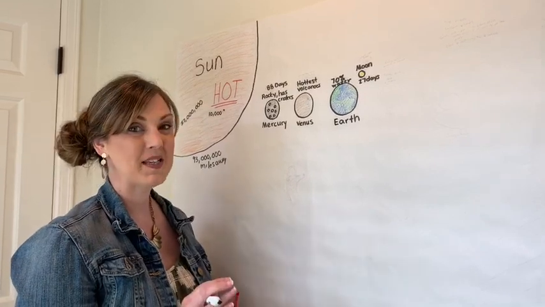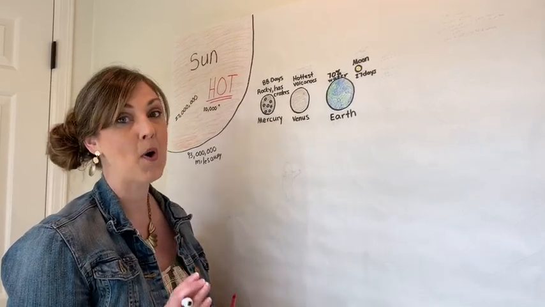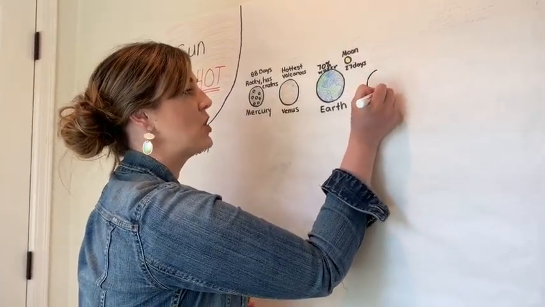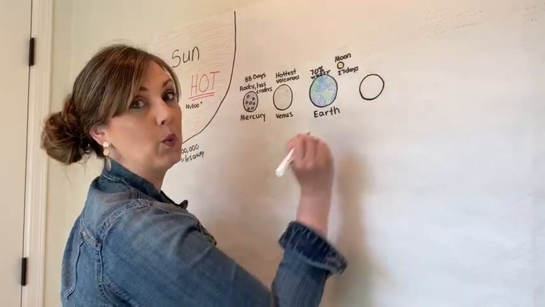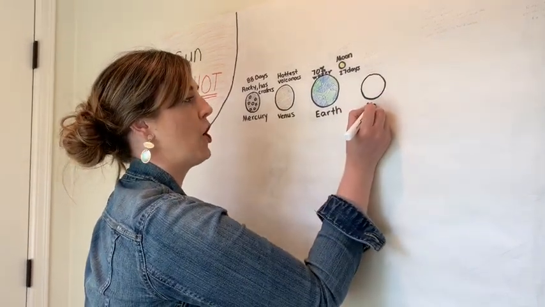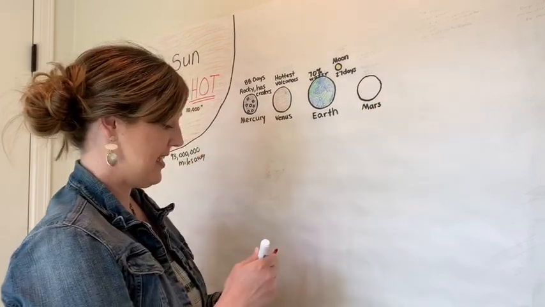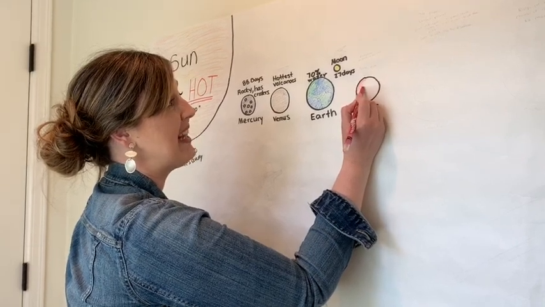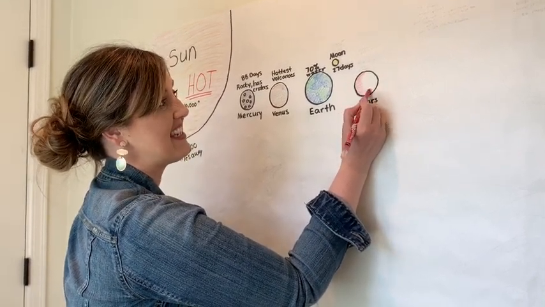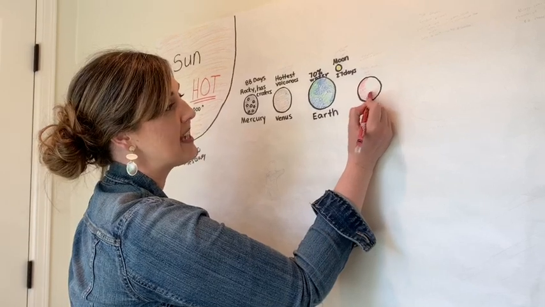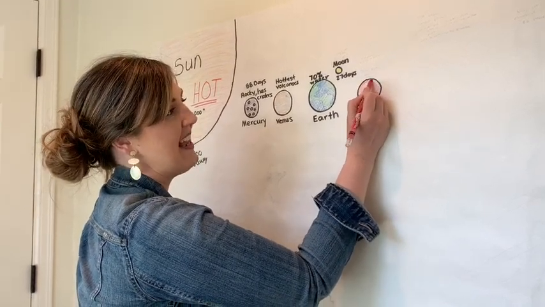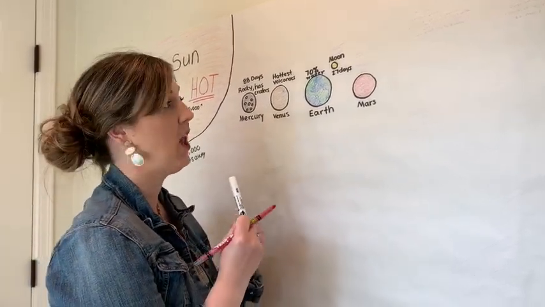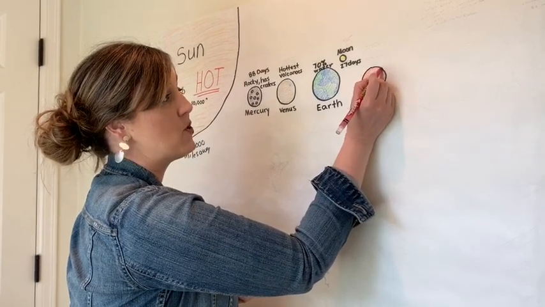Okay, the closest planet to us is Mars. Mars is sometimes called, or always called, the red planet, Mars. The reason it's called the red planet is because it's really rocky and dusty, and there are minerals in the soil on Mars that cause the soil to rust, and rust is kind of like an orangey red color. So that's how it gets its red color.